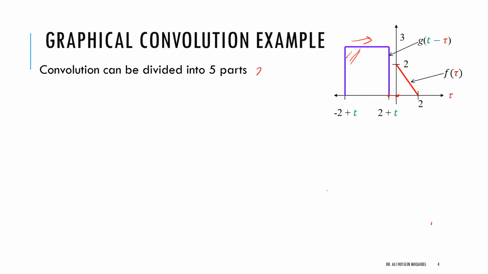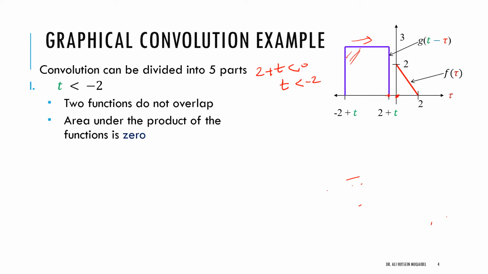As long as 2 plus t is less than 0, as long as this point is less than this point, then we can say that there is no overlap. We can solve this inequality, which says that t should be less than minus 2. So the first observation is, as long as t is less than minus 2, the two functions do not overlap, and the result of the convolution is going to be 0. So we have solved a big part of the problem. For t equal to minus 3, minus 4, minus 5, minus 6, whatever, you're going to get 0.